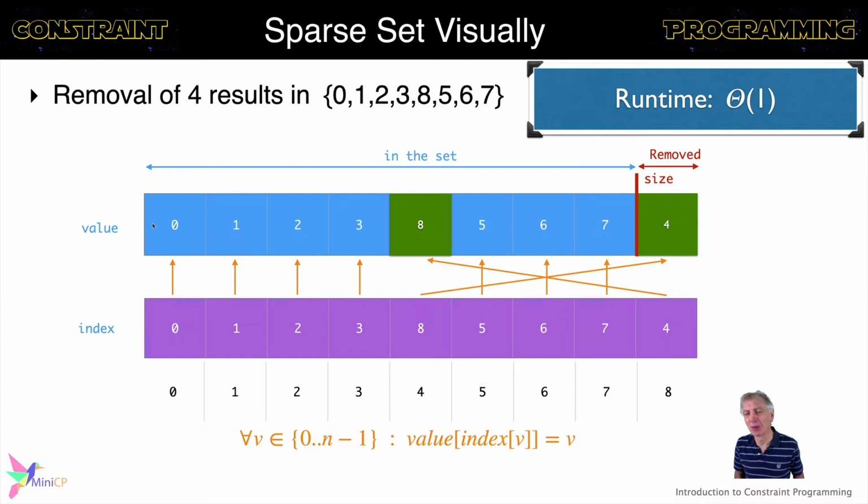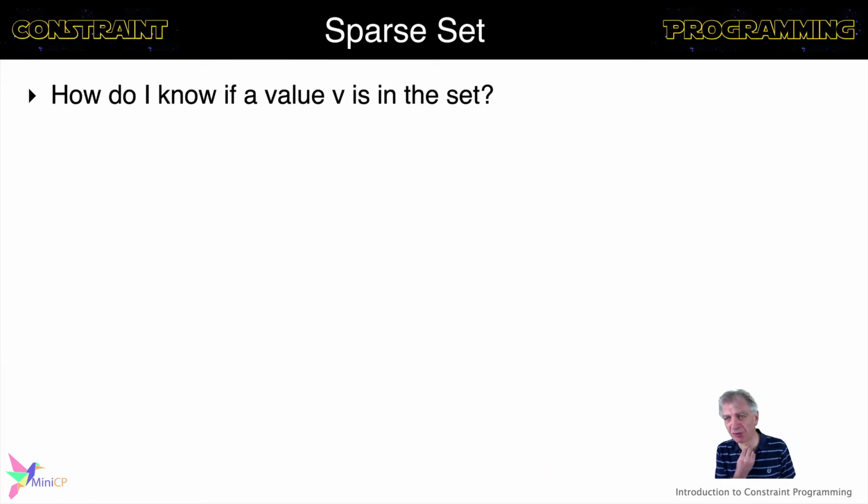So really cute. Once again, I've removed this value very efficiently. I have only used 5 operations. So in computer science terms, this is constant time. This is good. Every time I remove a value or assign a value in this set, I will only do a finite number of operations. Now I have a question for you. How do I find if a value v is in the set?